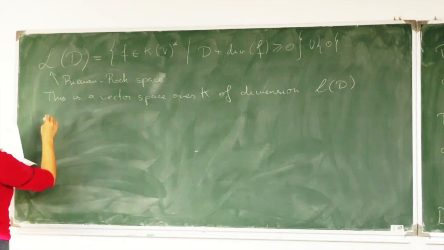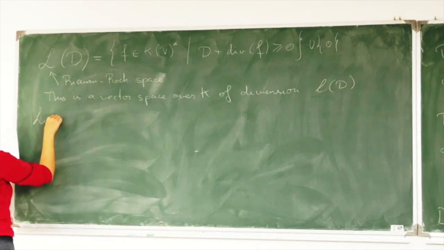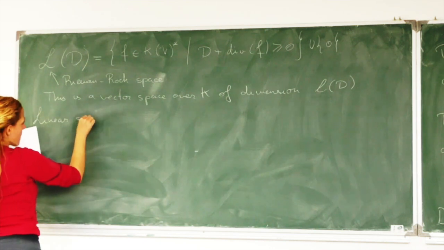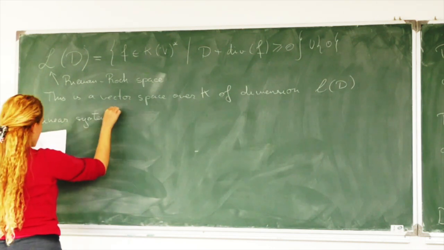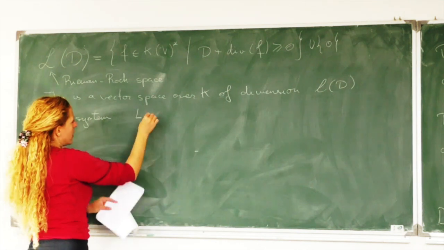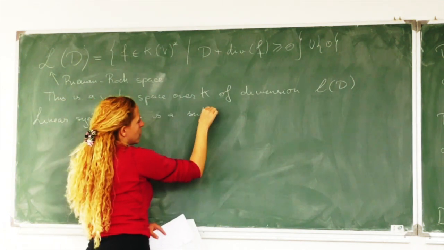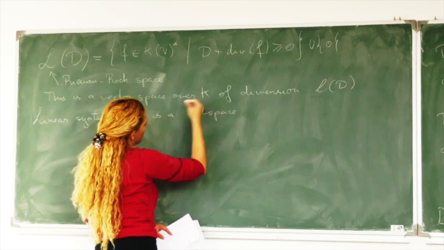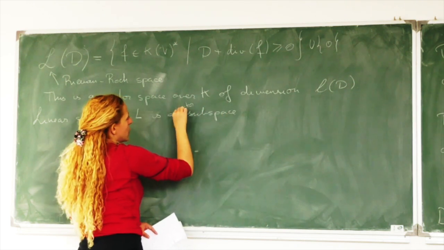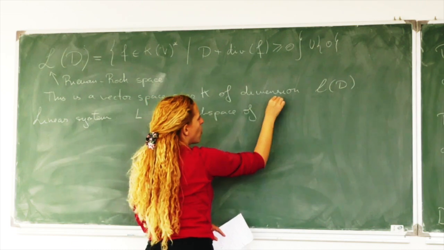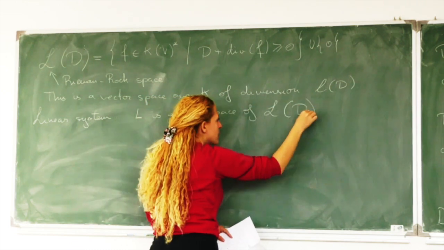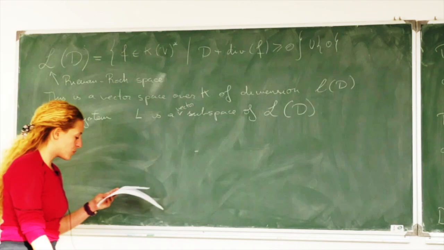Now I can define what a linear system is. A linear system L is a vector subspace of a Riemann-Roch space associated to a divisor.